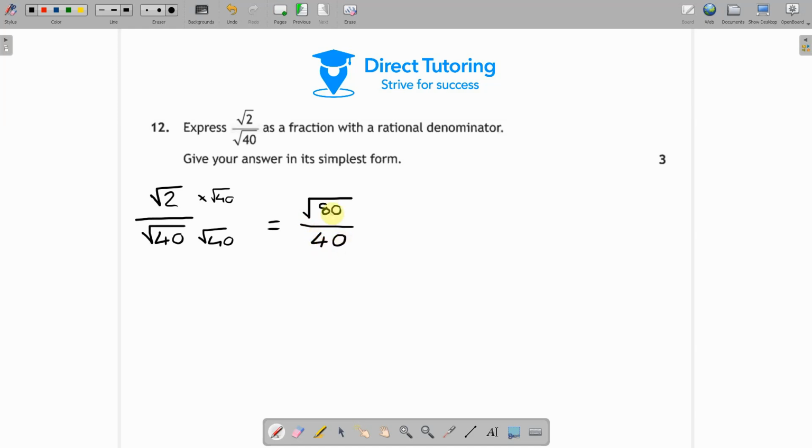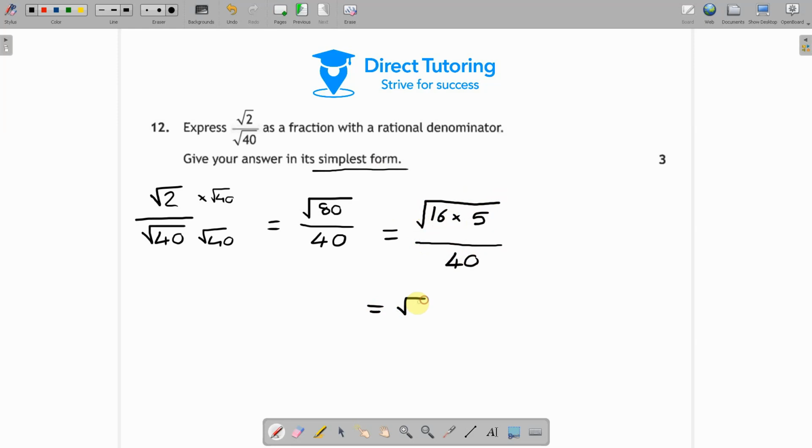Now, what we have to do now is simplify this as far as possible, because yes, technically we have rationalised the denominator. However, it's asking for it in its simplest form. So we have to simplify the top, or the numerator. Now, two numbers that will multiply together to give you 80, one of which you will need to be able to square root properly without a calculator. So let's try 16 times 5, and we keep the 40 as it is.